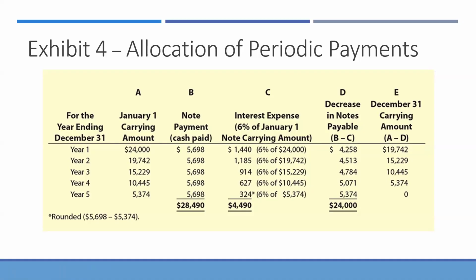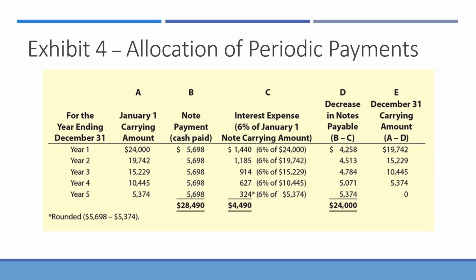So the principal payment is $4,258. So our journal entry would be a debit to interest expense, a debit to notes payable for the principal payment, and a credit to cash, because our cash payment is the same in each year. However, the interest expense goes down because the balance of the notes payable goes down every year, and then the principal payment portion goes up every year.